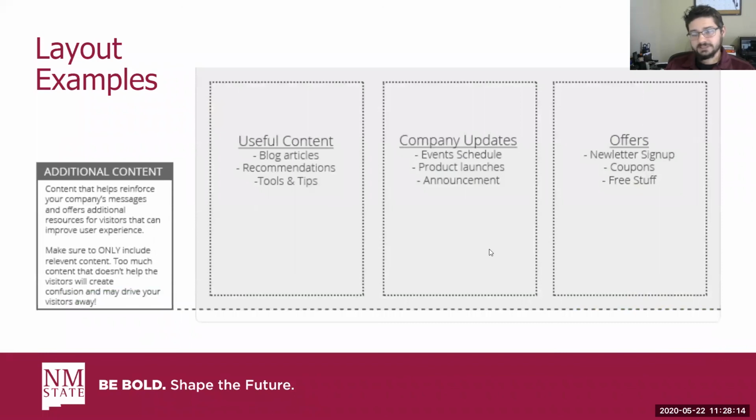After the secondary information, you have additional content. This content helps reinforce your company's message and offers additional resources for visitors that can improve user experience. So make sure to only include relevant content. Too much content that doesn't help your visitor will create confusion and may push people away. This content can be blog articles, recommendations, tools, tips, events you are putting on or have scheduled, or coupons, free stuff, things that will help people interact with your site.